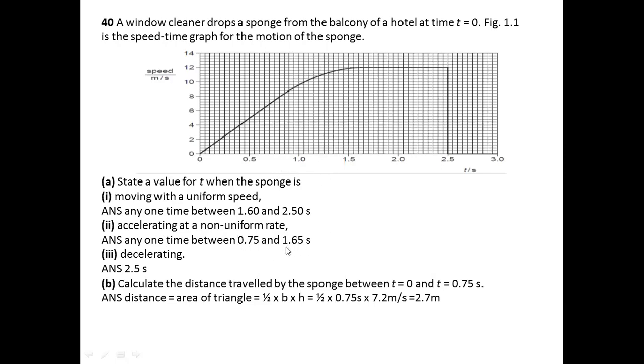0.75 to 1.65. We have to tell the time when it is decelerating. So it has a sudden decrease in speed over here, and the time is 2.5 seconds. Calculate the distance traveled by the sponge between time interval 0 seconds to 0.75 seconds. So what is the shape over here? It is a triangle. So area of a triangle is equal to half into base into height. Base is 0.75 seconds and height is 7.2 meters per second. Final answer is 2.7 meters.